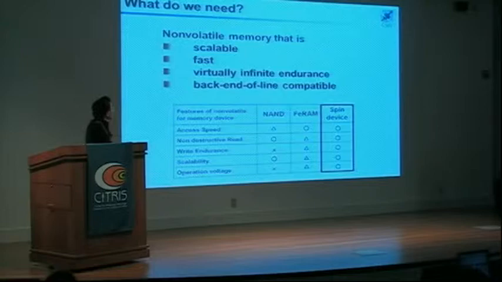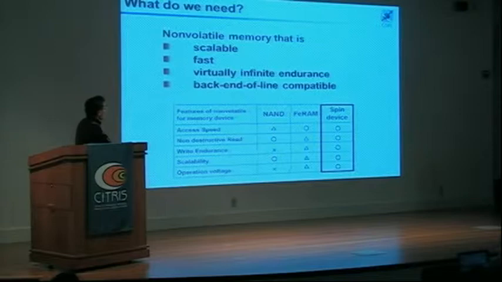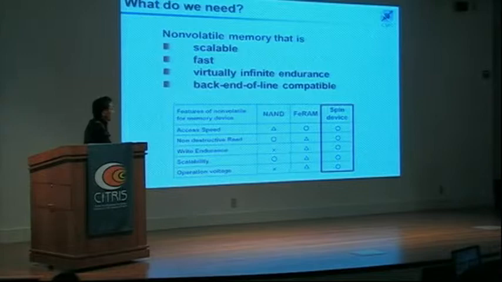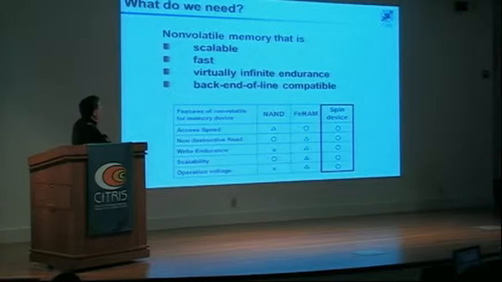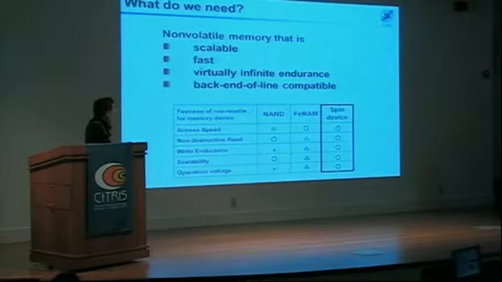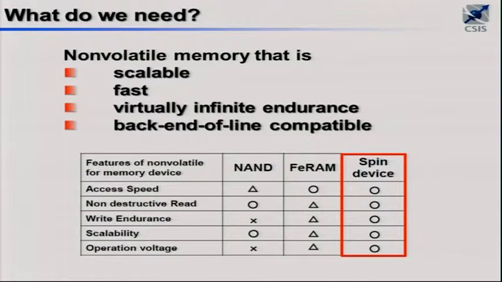The attributes that need to be there for the non-volatile memory is that it has to be scalable. You want to have a small non-volatile memory, at least as small as your transistor. It has to work fast, hopefully as fast as transistors. You need to have virtually infinite endurance because you're using it in logic blocks, and you cannot design your logic with finite endurance. And it also has to go into your interconnect for the reasons I'm going to tell you in the next slide. So it has to be back-end compatible.